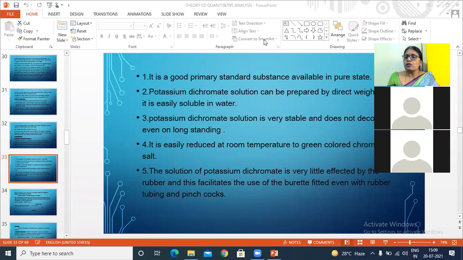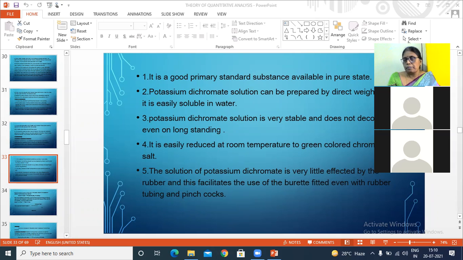Next, potassium dichromate solution is very stable and does not decompose even on long standing. One more important thing is that once we prepare it, it is a very stable solution. Even if you do not use it for some time, it is not supposed to decompose. If you leave it for one day, two days, or even one month, no reaction takes place and the potassium dichromate won't decompose.